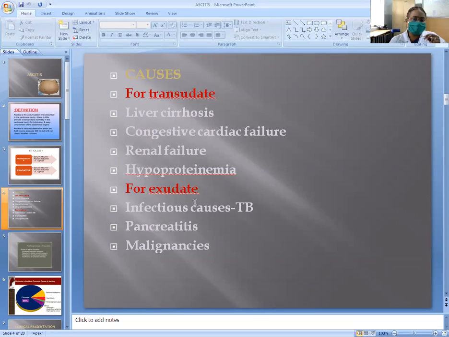For exudate, infectious causes and malignancies. So infectious causes, the most common infection in our India is tuberculosis. Tuberculosis peritonitis can cause exudative type of ascites. Then pancreatitis and malignancies, either primary or secondary. These are the causes for transudative type of ascites and causes for exudative type of ascites.